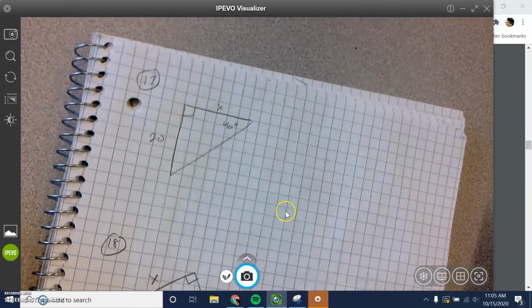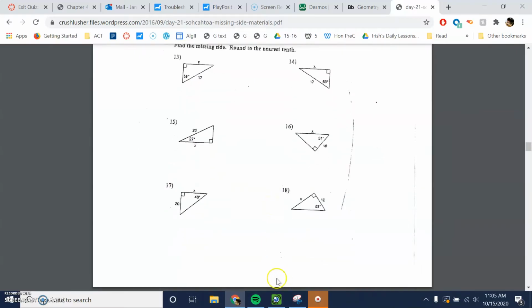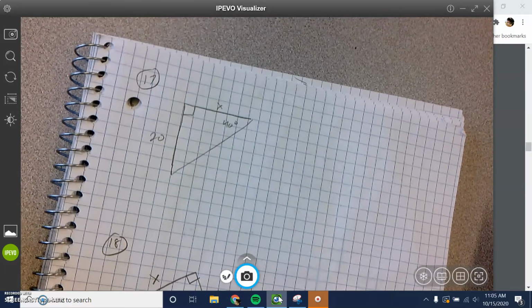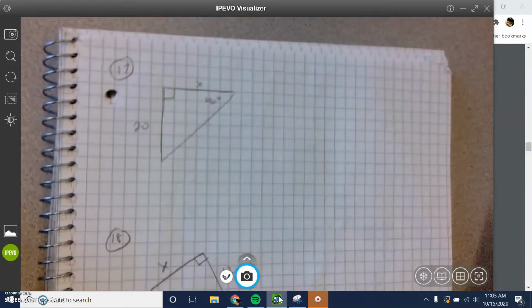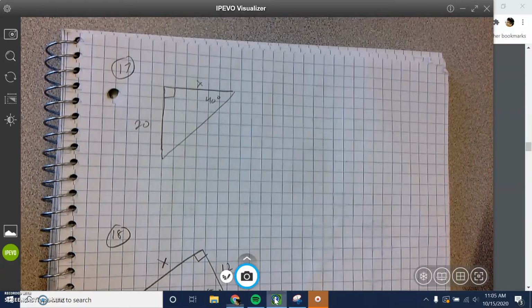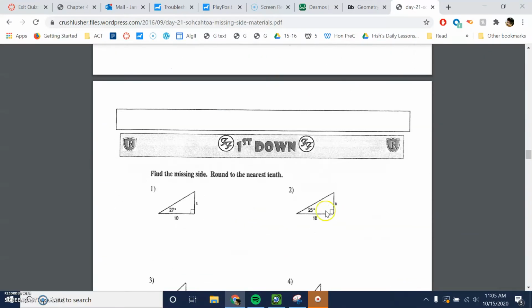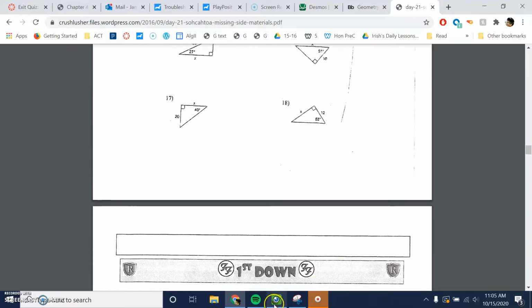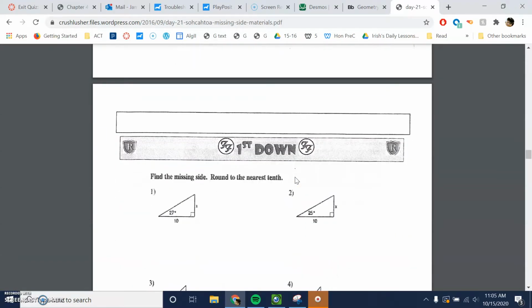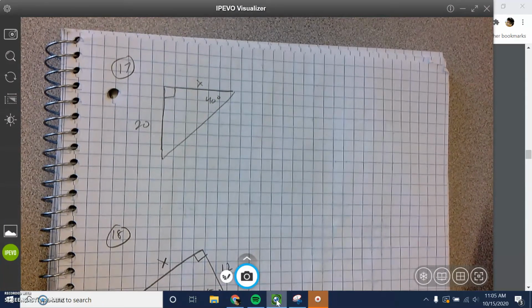So what I want you to do is this. I want you to do these numbers, the ones I have in my notebook. I want you to do 17, 18, and then number 2 on the next page. So 17, 18 here, and then number 2 right here. Copy them down. You have the PDF with you. You can look at that also. Okay? So let's check it out.